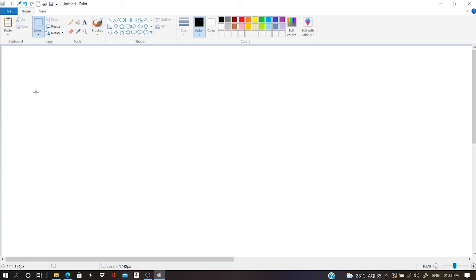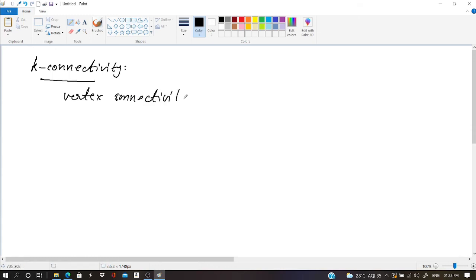Next, a graph G is said to be K connected. What is meant by K connectivity? The next definition is K connectivity. A graph G is said to be K connected if the vertex connectivity of G is K. So, a one connected graph is the same as a separable graph. Okay, one connected graph means separable graph.